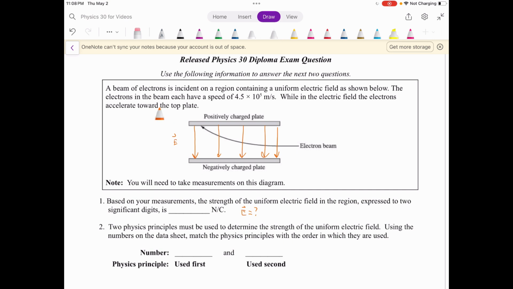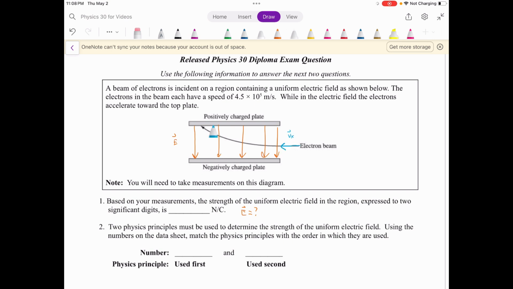Now, we know that the electrons have a speed of 4.5 times 10 to the 5 meters per second. Notice they came in horizontally, so that is a horizontal velocity, a Vx. Is there going to be any x force accelerating these things horizontally? No, right? In the x-axis, we have uniform motion. The x-axis is described by physics principle 0, uniform motion. V equals d over t.